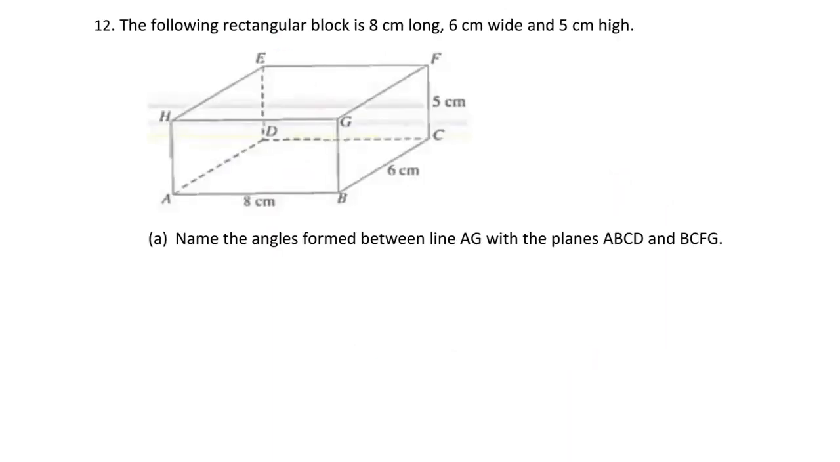Question number 12. The following rectangular block is 8 cm long, 6 cm wide, and 5 cm high. For part A, we are supposed to name the angles formed between line AG with the planes ABCD and BCFG. Okay, so this is the 3-dimension problem. The angle formed between line AG and plane ABCD is angle BAG, and the angle formed between line AG and plane BCFG is angle AGB.